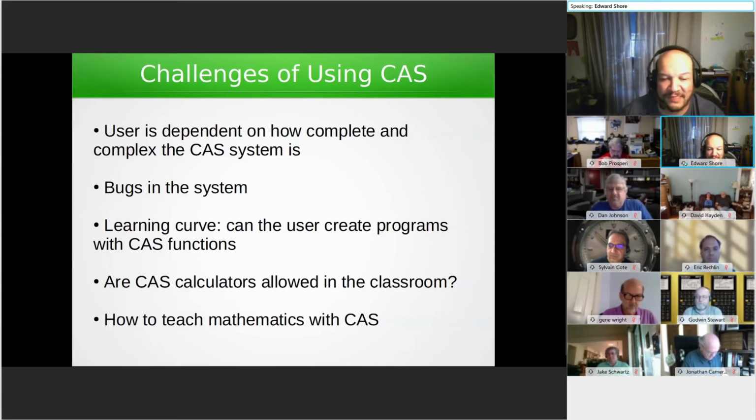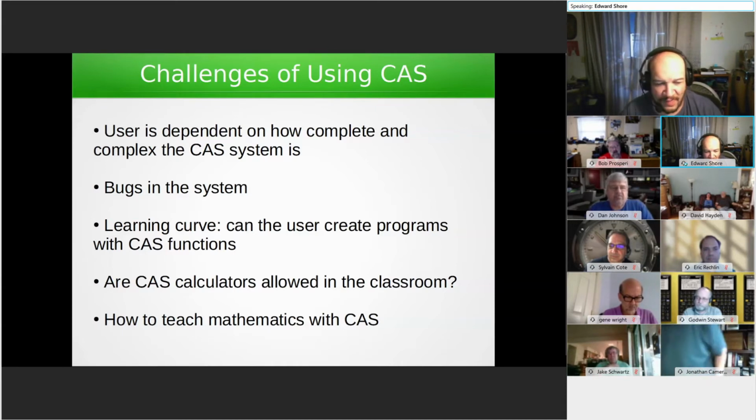And then on the flip side, if CAS-enabled calculators are accepted by the school and the university, do the teachers use it to teach mathematics, and to what extent can mathematics be taught?